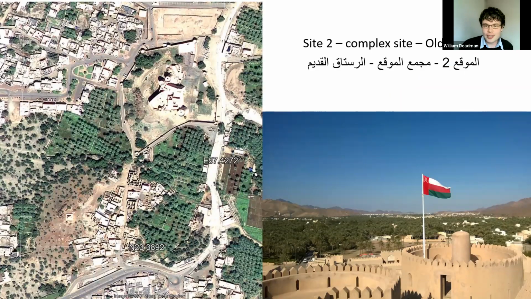But for a more complex example, this is another late Islamic site in northern Oman, one of the old capitals of Oman, actually, which is Old Rustak. And you can see this is the site here. There's a large late Islamic fort. There's a monumental tomb on the hillside, and then there's these mud brick buildings here.